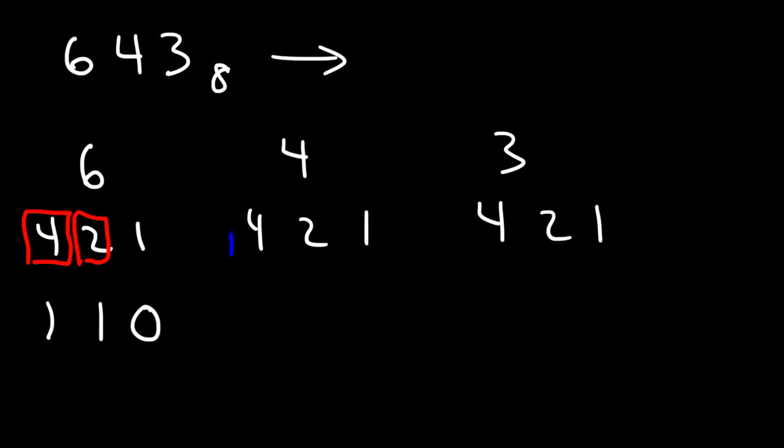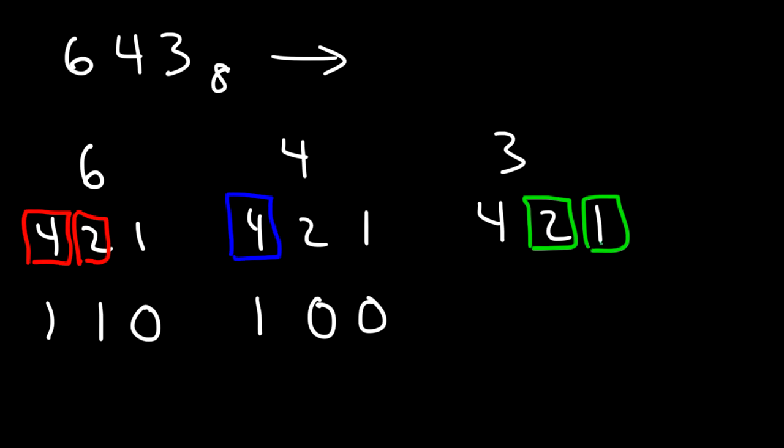To get 4, all we need to use is 4. So this is going to be 1, and then we didn't use the other numbers, so 0 for the 2 and 0 for the 1. Now to get 3, we need to add up 2 and 1. So that's going to be 0, 1, 1.